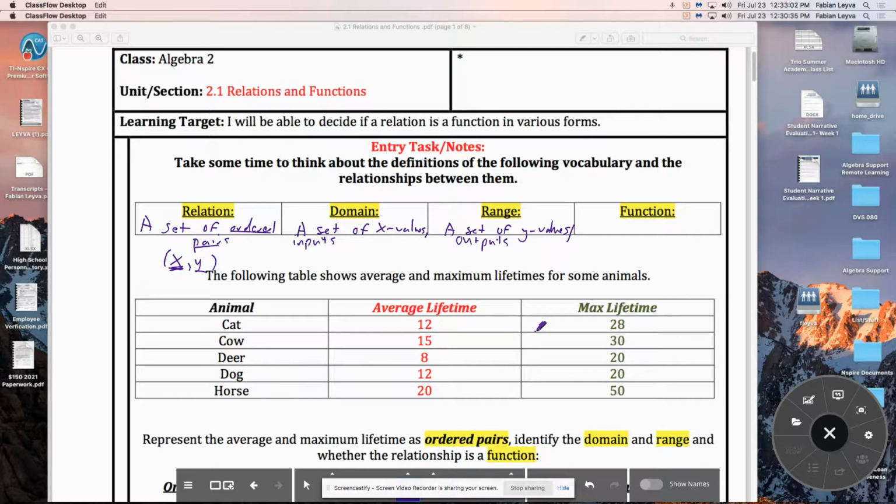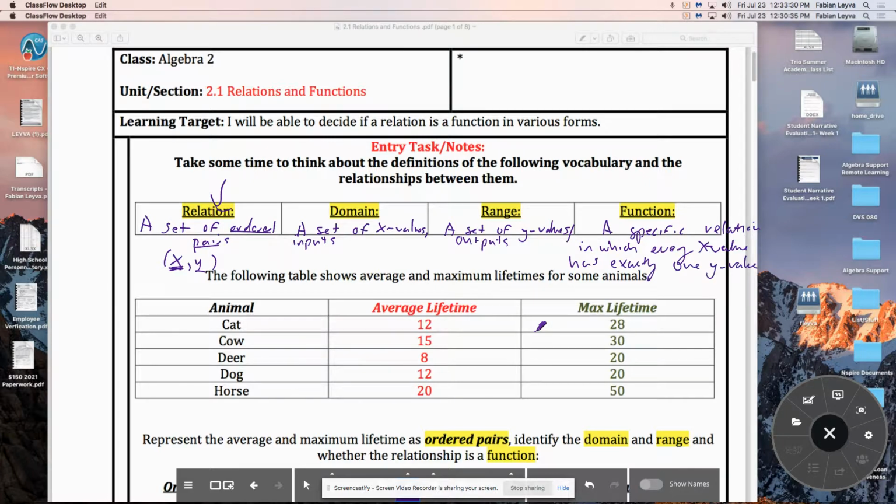Now, a function is just a very specific relation, a specific relation in which every x value has exactly one y value.